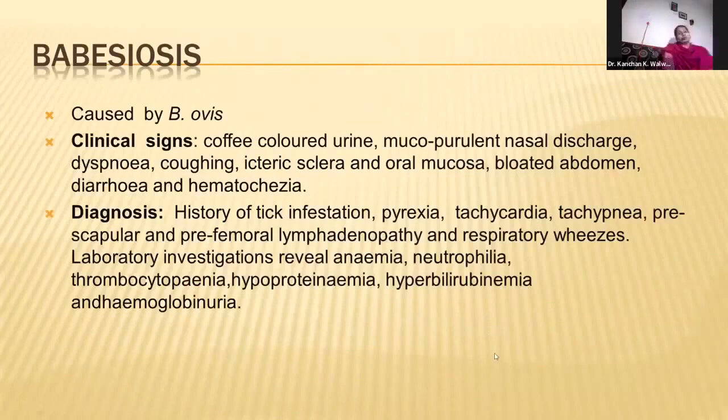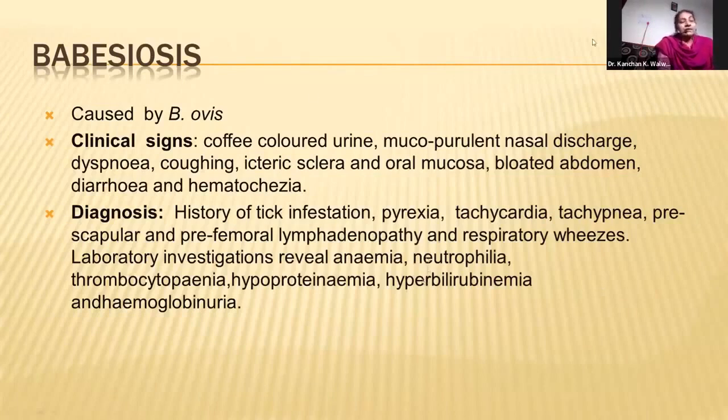Babesiosis is very common. The infection is an intra-erythrocytic protozoan parasite. That is Babesia ovis in case of sheep. So sheep and goat. In case of babesiosis, the history will be tick infestation. Tick infestation is very common, and because of that, there will be hemoglobinuria. And when you prepare a slide, you will find the intra-erythrocytic protozoan parasite in the slide.